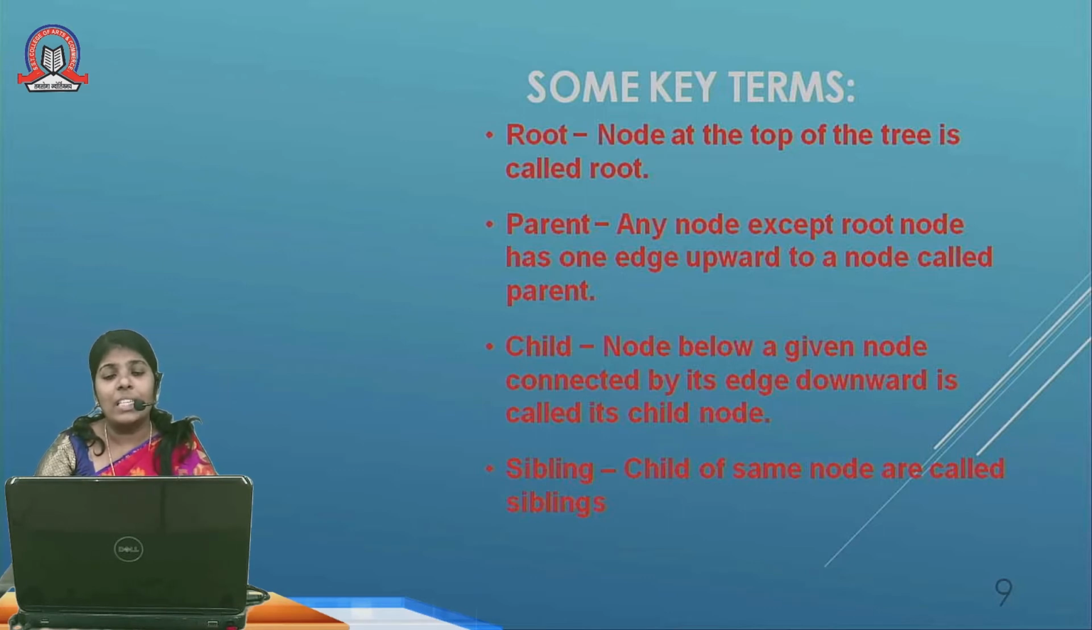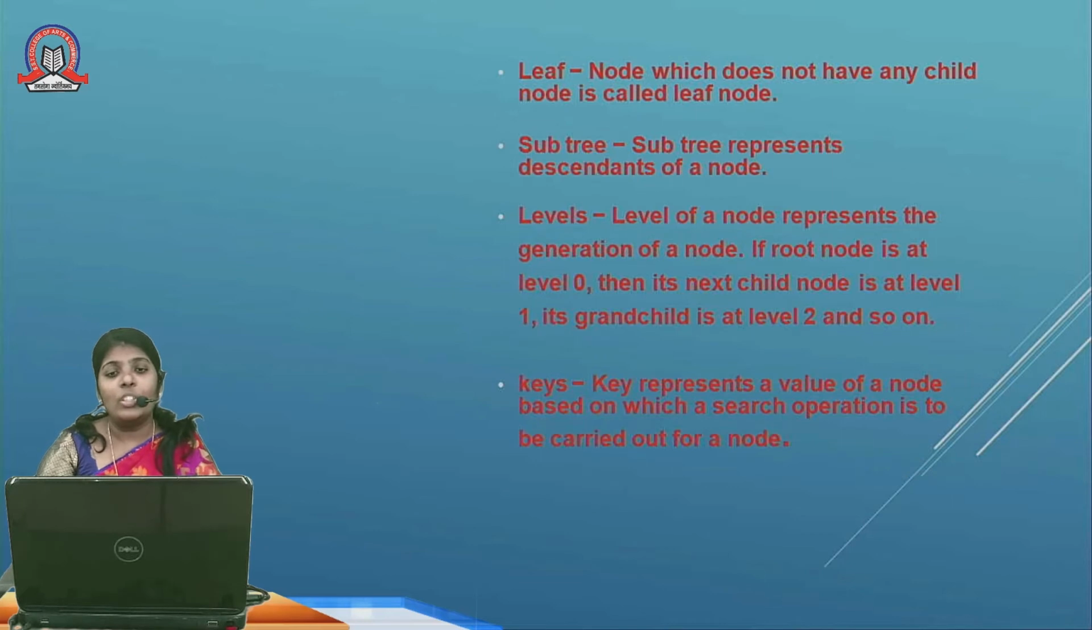Then we have sibling. Sibling means children of the same node. Children of the same node are called sibling nodes. Already we have seen about the leaf. Leaf is very important. Leaf means the node which does not have any child. So in the tree we have one concept, that is leaf. The node which does not have any child is called a leaf.